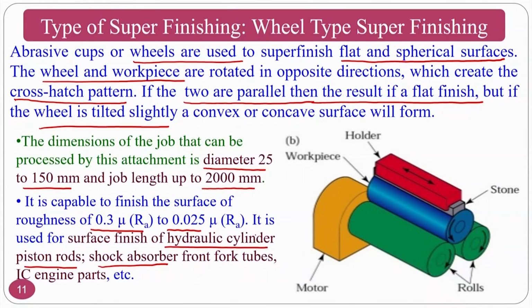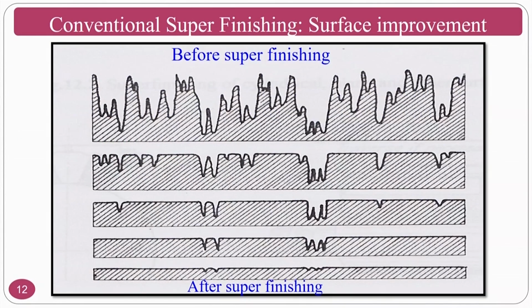This particular process will normally be used for super finishing of hydraulic cylinders, piston rods, shock absorbers, as well as IC engine parts. These are some of the components that can be finished using the wheel type of super finishing process. If you see super finishing, normally this is the initial surface roughness, and this is the final surface roughness.